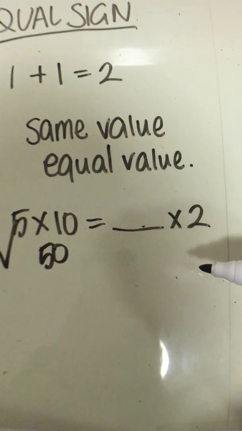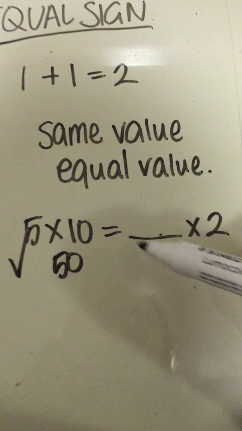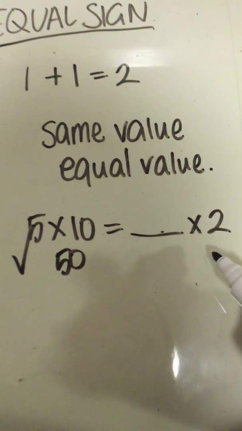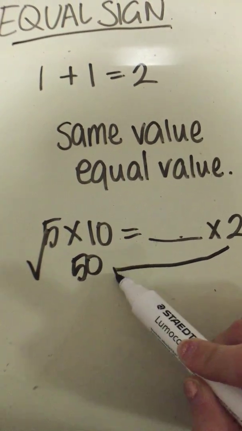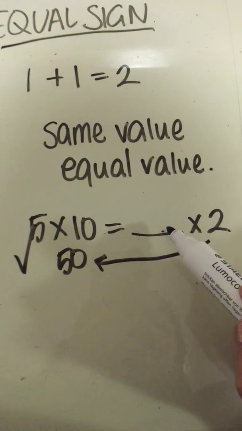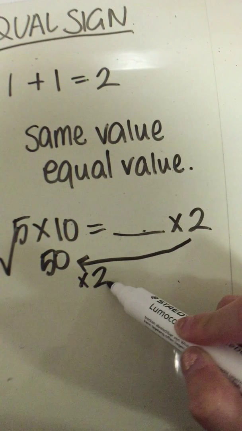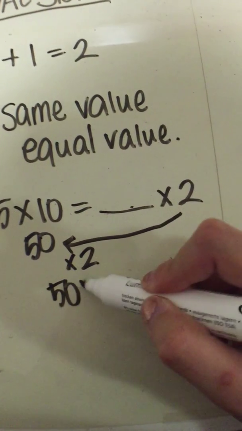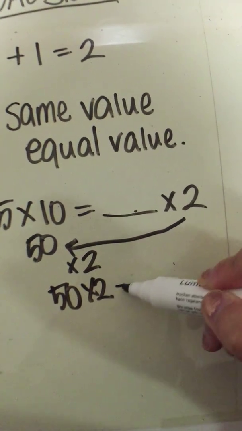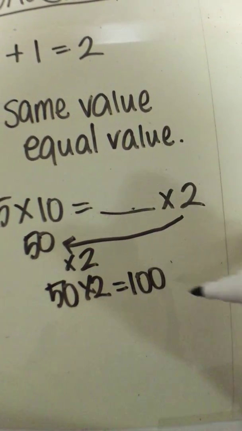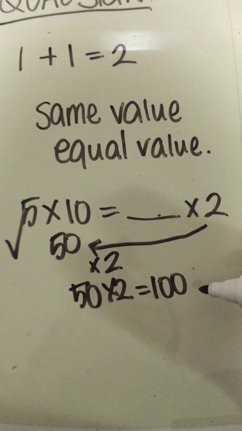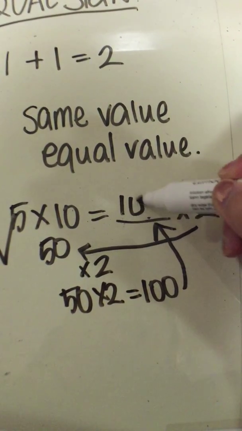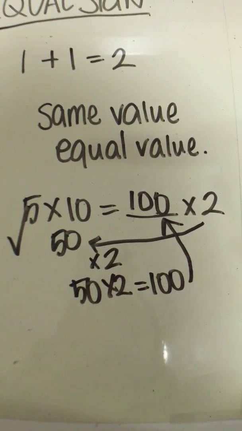Now what they would do here is, instead of trying to work out what the missing number is, they would write the answer of this in this space. So what they would do is they would directly bring the times 2 over, and they would do 50 times 2, which equals 100. And they would simply write this answer in here like this.